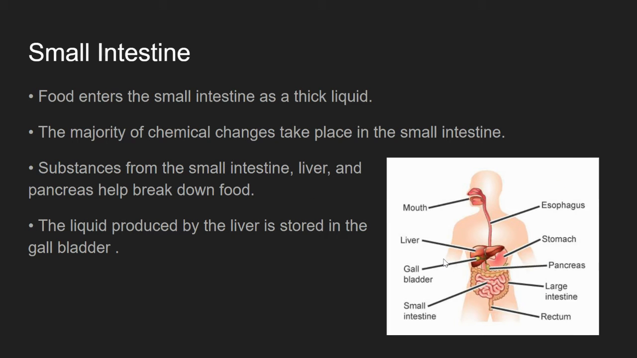Now, food enters the small intestine as a thick liquid. The majority of chemical changes take place in the small intestine. Substances from the small intestine, liver, and pancreas help break down food, and the liquid produced by the liver is stored in the gallbladder.